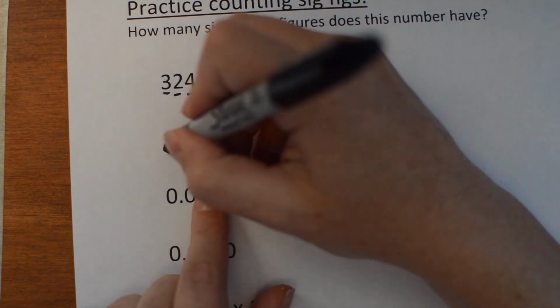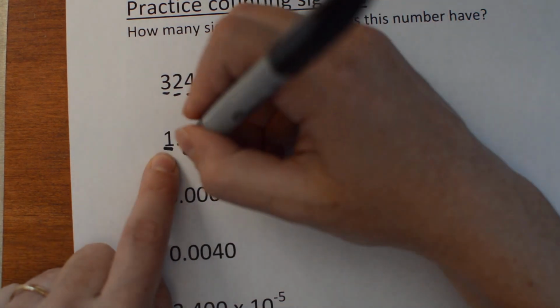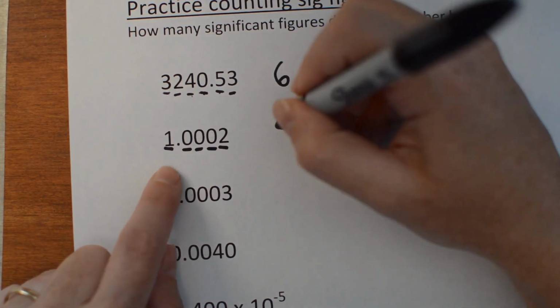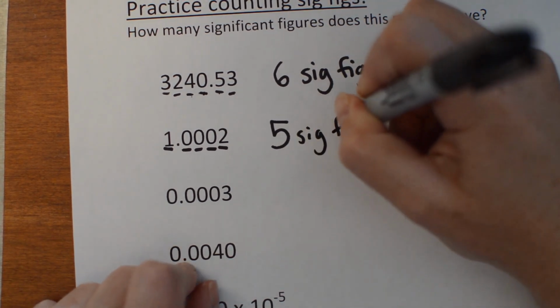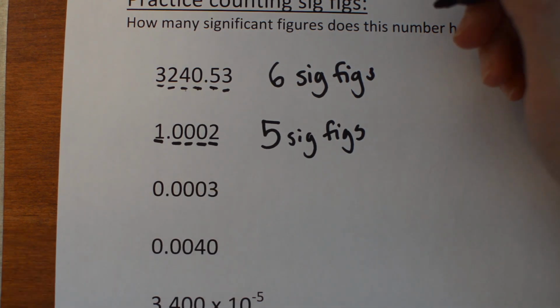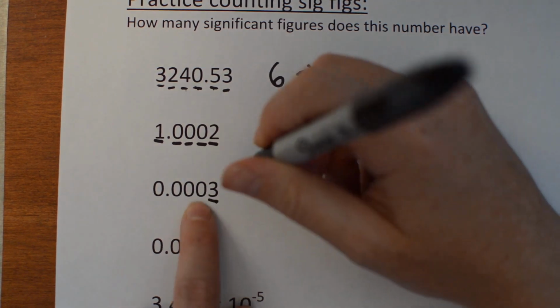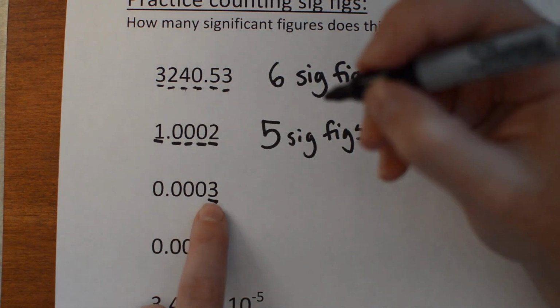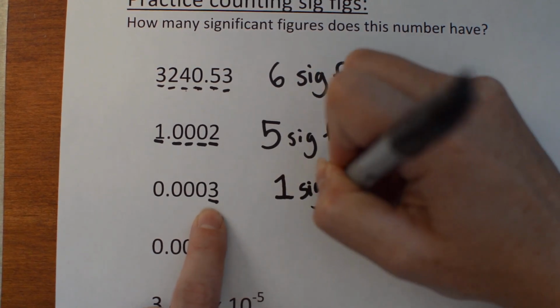Here's another number. The 1 counts, the 2 counts. These zeros are after our number has started, so they all count. 1, 2, 3. So there's 5 sig figs altogether. Here we've got a lot of zeros. They are before our number starts, right? The first non-zero number is just the 3. Any zeros after that would count, but all the zeros before do not. So there's only 1 sig fig there, and it is the 3. So there's 1 significant figure there.